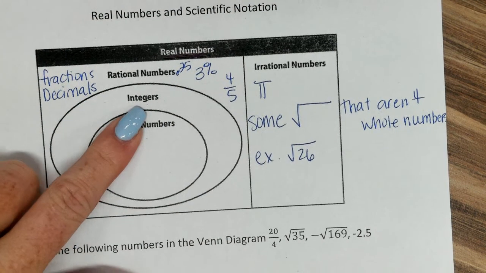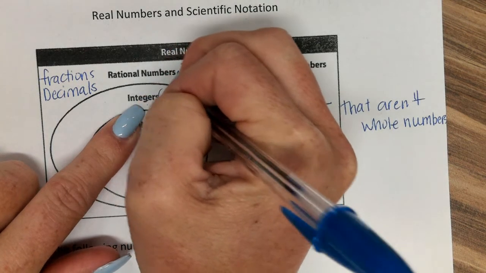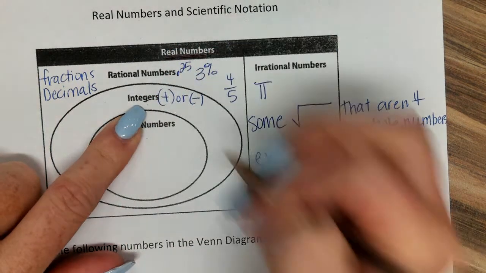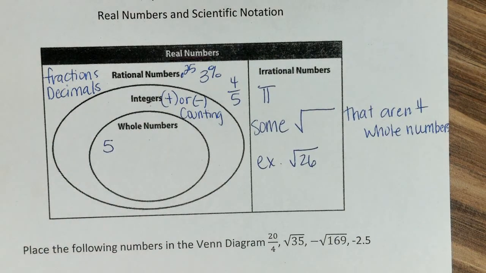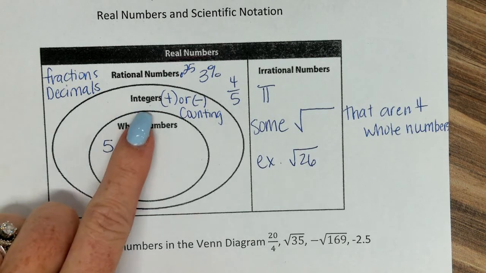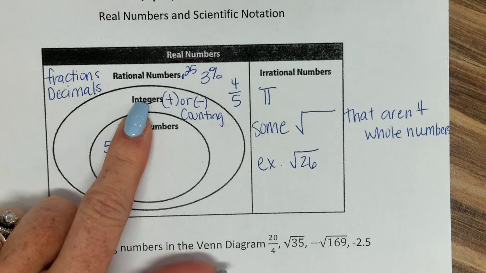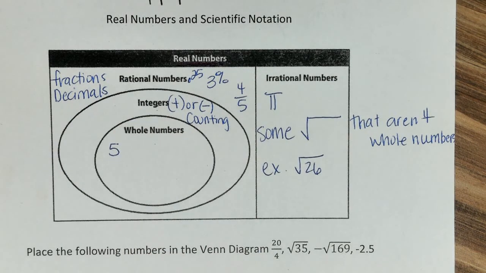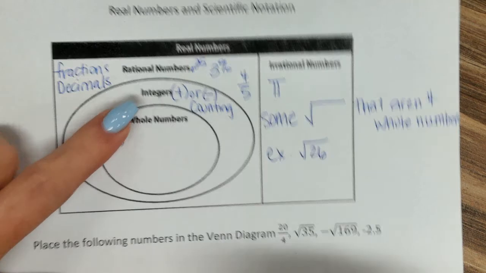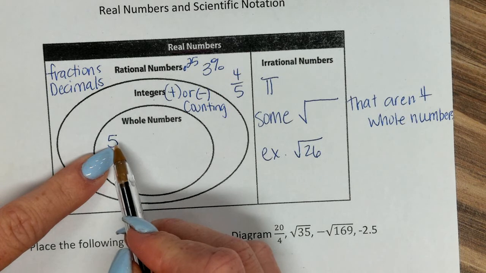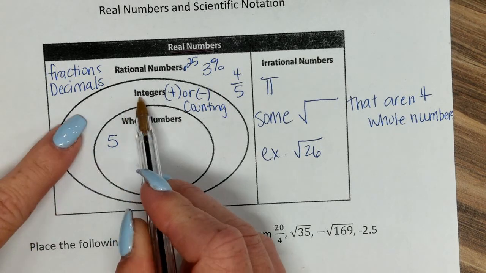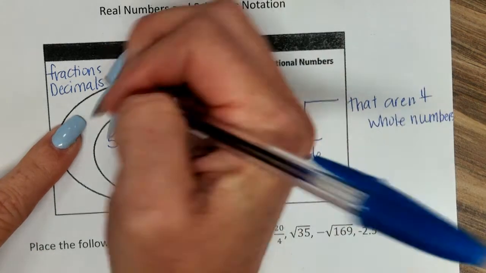An integer is a positive or negative counting number. So 1 and -1, 2 and -2, 3 and -3. What doesn't belong in integers is decimals. So if it has like 1.2, that's not an integer, that's just rational. So an example of an integer would be 5, but why is 5 here and not here? Because 5 is more specific to whole. So what could I put here for integer? Negative 5.